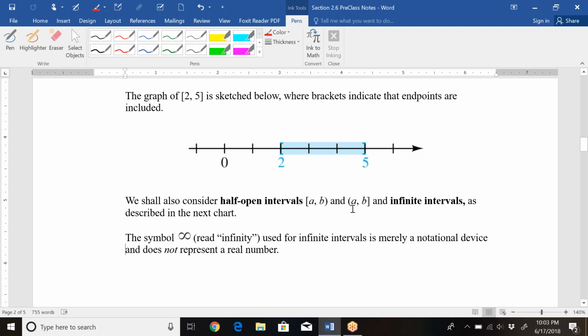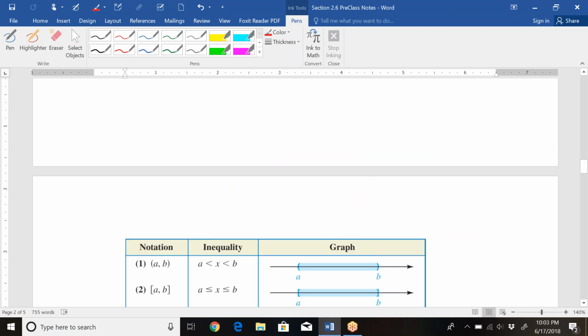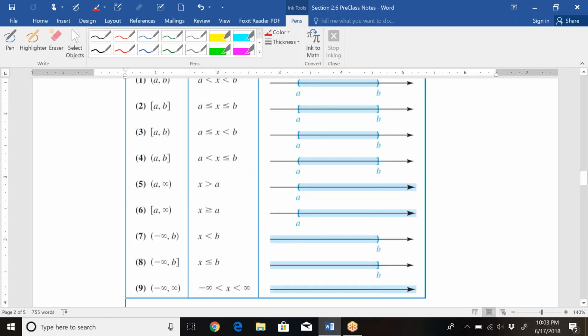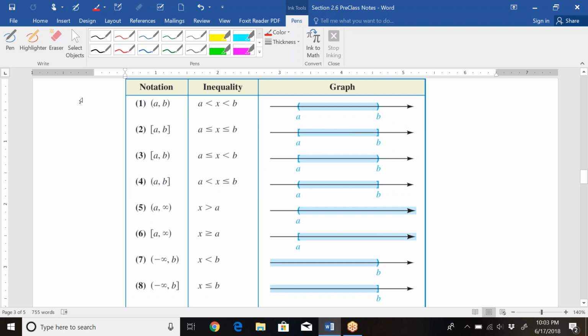And then we have something called infinite intervals, which is when you have infinity. So we're going to be shading forever to the right, or we could be shading to negative infinity. So this chart right here, and it's hard for me to keep it on the screen with the tablet, goes through all the different possibilities of how you could look in interval notation. What does that look like as an inequality, and what does that look like as a graph?